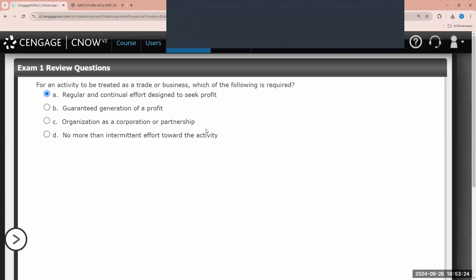Organization as a corporation or partnership, no, that's not true. There are various structures for a business. It might be a sole proprietorship. Maybe it is an LLC. It could be a single member LLC with one individual, or a multi-member LLC with two individuals. So it does not need to be a corporation or a partnership. No more than intermittent effort toward the activity? No, you need to be actively engaged in the business. So A is the correct answer.